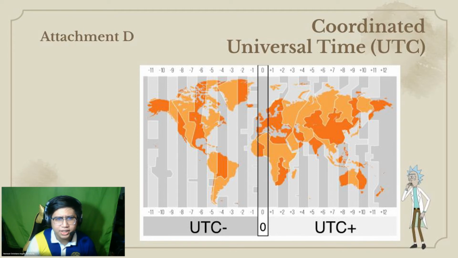Moving on to attachment D, or the Coordinated Universal Time, which actually talks about the primary time standard by which the world regulates clocks and time, and it's within 1 second of mean solar time at 0 degrees, which is something talking about the sunlight, or the sun actually. And basically this is actually used for time zones also.